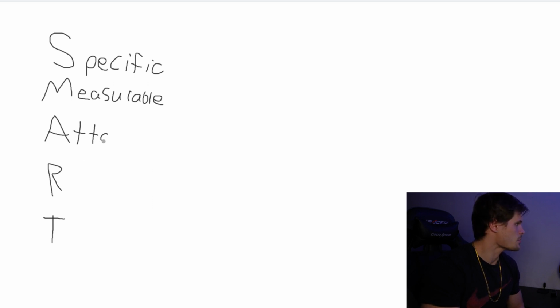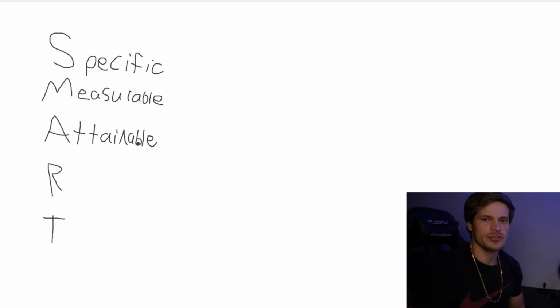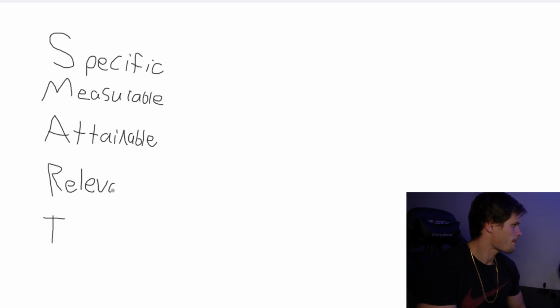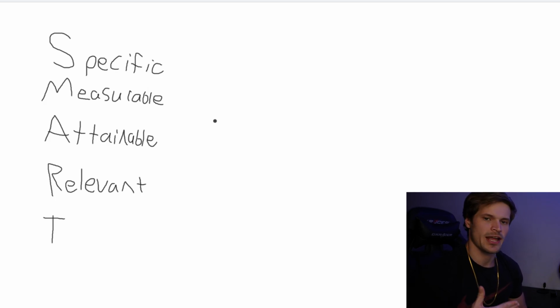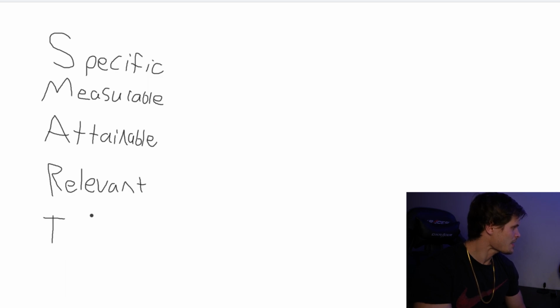Next is going to be attainable. So is your goal actually possible to achieve, right? So if your goal is to lose 300 pounds in one day, that is not possible, right? So you need to make sure that your goal is at least in the confines of possibility. R is relevant. Does this goal actually go towards and help you get what you want? And finally, timely.